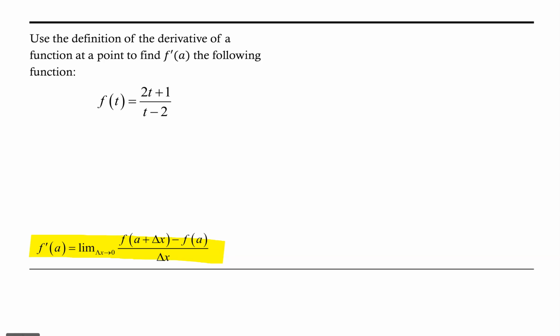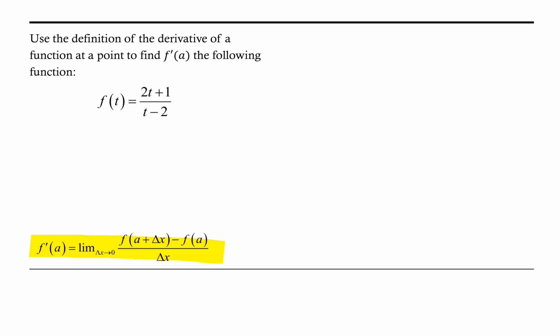F prime of a equals the limit as delta x approaches 0 of f of a plus delta x minus f of a over delta x. So let's go ahead and see how this works. Now, one small reminder, our definition is in terms of the variable x, but our function is in terms of the variable t.